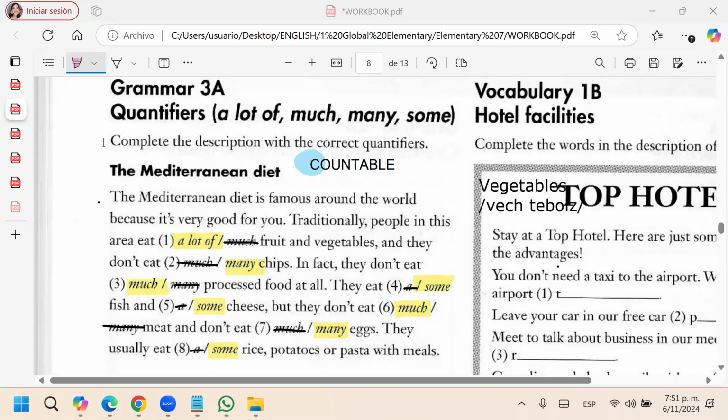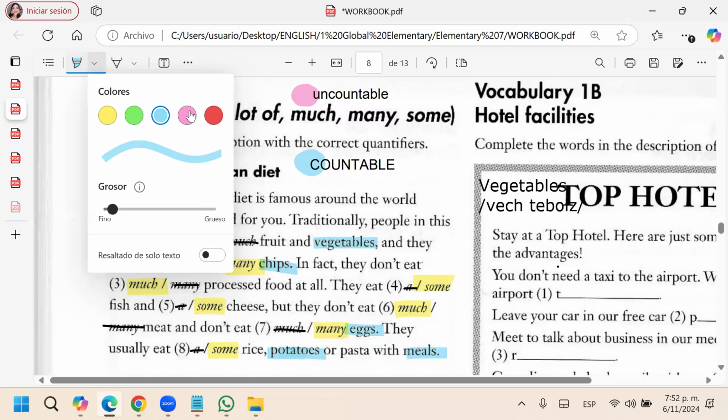So, countable. What countable food do you see in this paragraph? Tell me. Vegetables, that's countable. Chips. Vegetables, chips. What else? Meals is also countable: breakfast, lunch, dinner. Eggs. That's eggs. Potatoes. Where are the potatoes? In the last line. Potatoes.